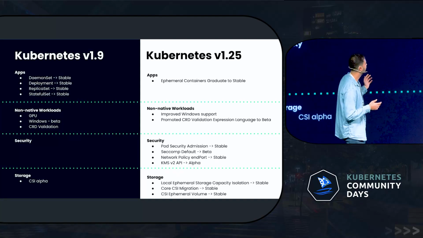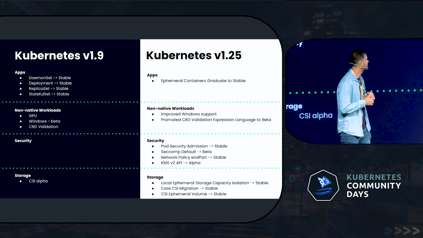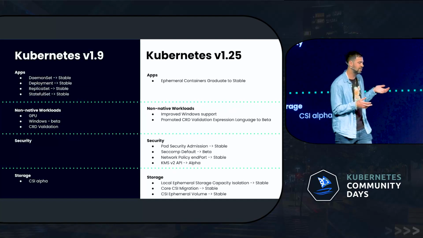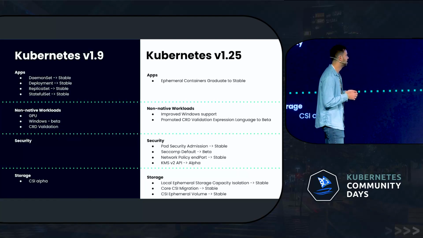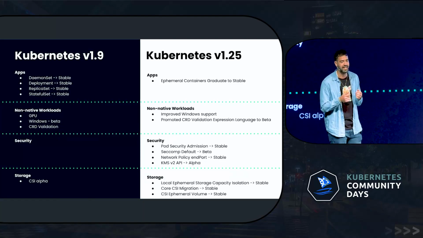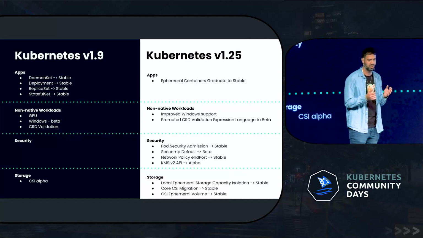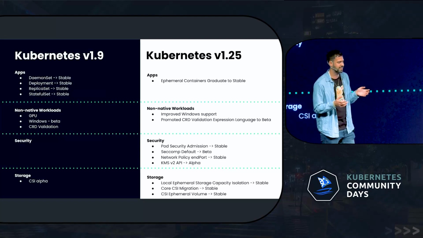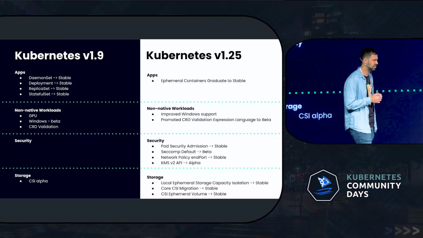But when we break it down to 1.25, which was released last year, you can see that applications and non-native workloads are not top of mind for Kubernetes maintainers, and security and storage take most of the features and the capabilities, which is not bad, right? Because we can adapt Kubernetes to a wider group of users.